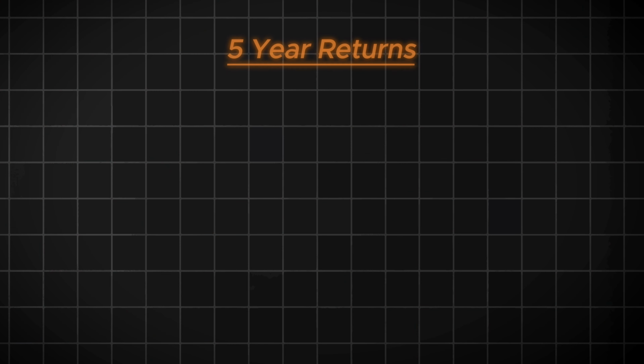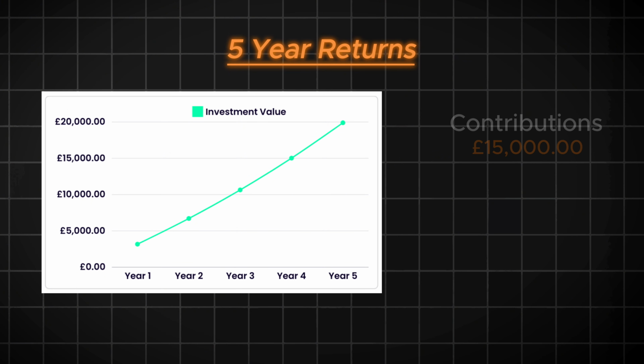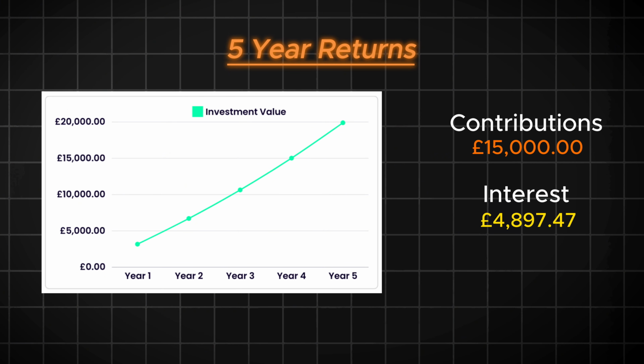Which on its own, sure, might not sound like a lot, but it's definitely more than you'd get in a regular savings account, which can achieve around 4 to 5%. Okay, so let's take a look at the outcome after 5 years. We can see by this point we have deposited £15,000, but have now gathered interest of just under £5,000.